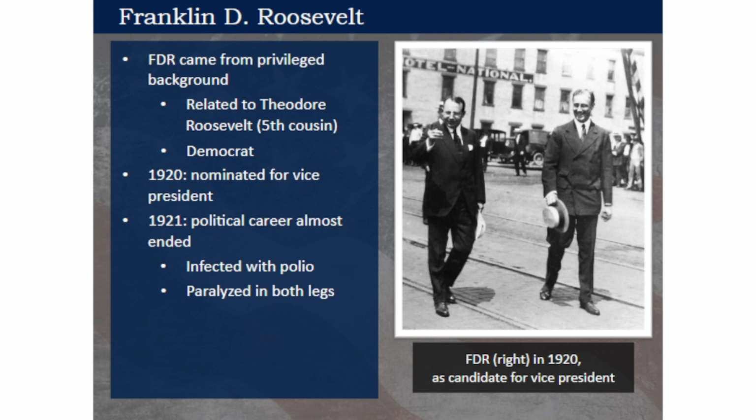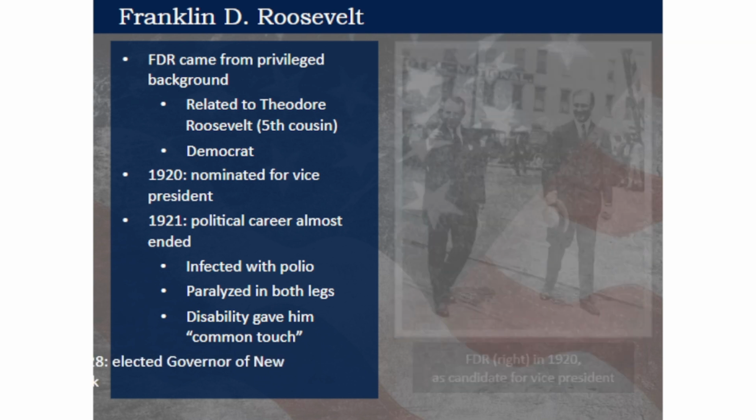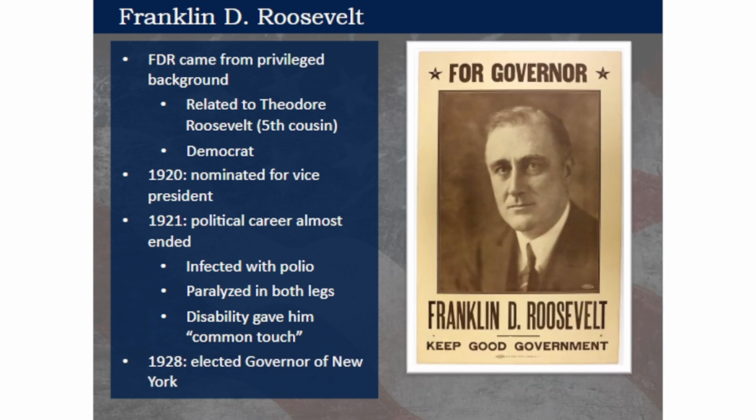Those who knew him well said that his disability actually gave him the common touch and an empathy with the problems of those less fortunate, which he had previously lacked. After years of recuperation and physical therapy, FDR re-entered politics with a new determination. In 1928, he was elected governor of New York.